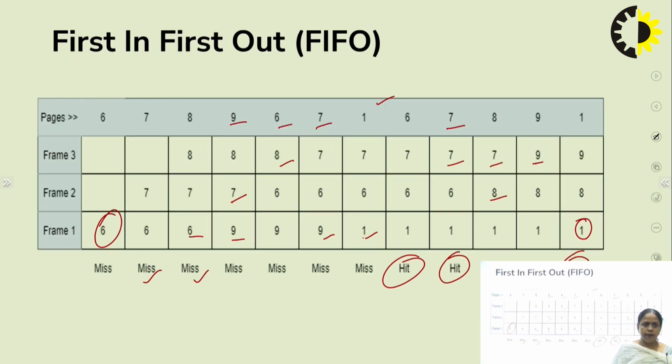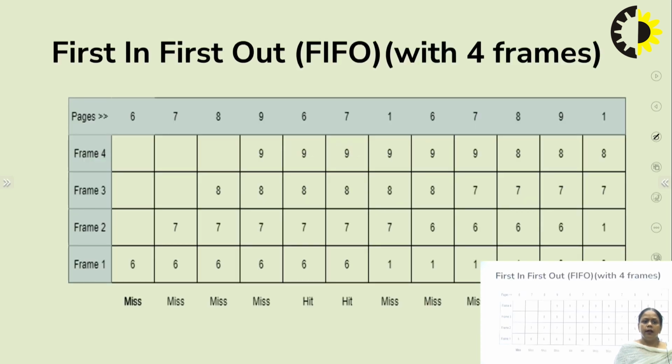You can see here we have 1, 2, 3, 4, 5, 6, 7, 8, 9. Nine misses were there with the help of 3 frames. When we increase the frames to 4, then what we will see here: 1, 2, 3, 4, 5, 6, 7, 8, 9, 10 misses were there. Page faults again increase when we increase the memory.